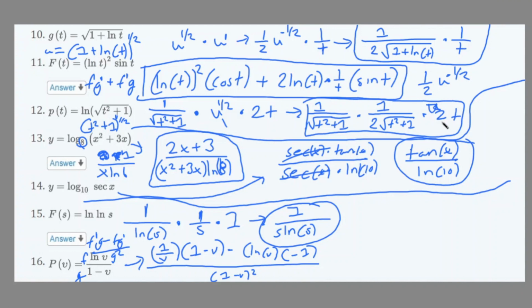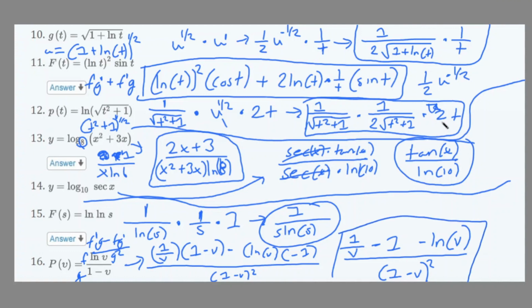And now what we could do is multiply out the top. I wouldn't suggest multiplying out the bottom. I don't think it'll help. So if we multiply out the top, we're going to have 1 over v minus 1 minus ln of v. And then on the bottom, we're going to have just 1 minus v squared, just because it doesn't really matter. If we multiply it out, it's not going to help us. And that would be your final answer for number 16.